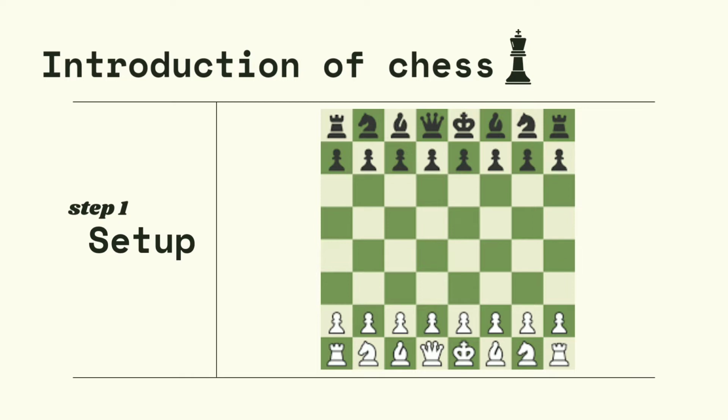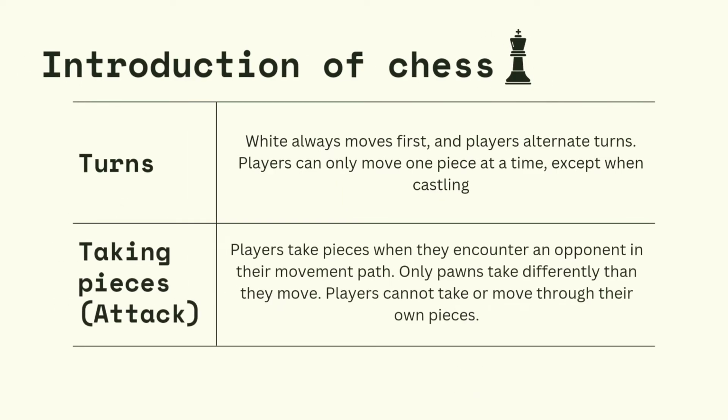Step number 1 is the setup. The board is set up as shown in the picture. There should always be a white square at the closest right-hand side for both players. Remember that the queen must be on a square that matches her color. As for the turns, white always moves first, and players alternate turns. Players can only move one piece at a time, except when castling.